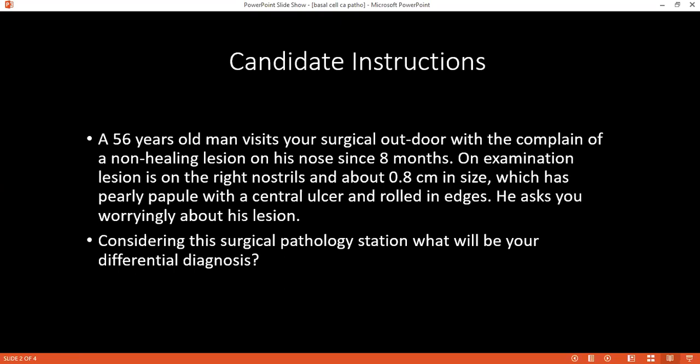Lymph node FNAC and then biopsy. Okay, while taking the biopsy, what are the factors that you'll consider or focus more on?